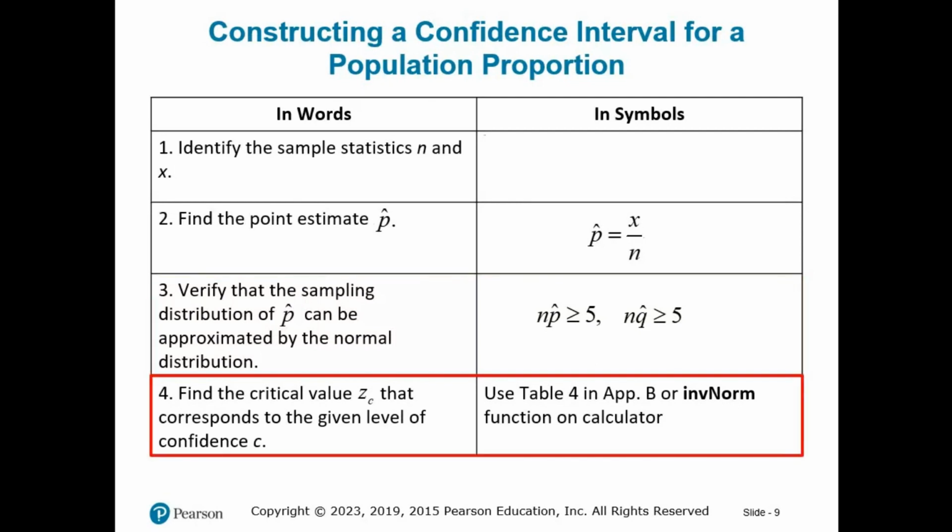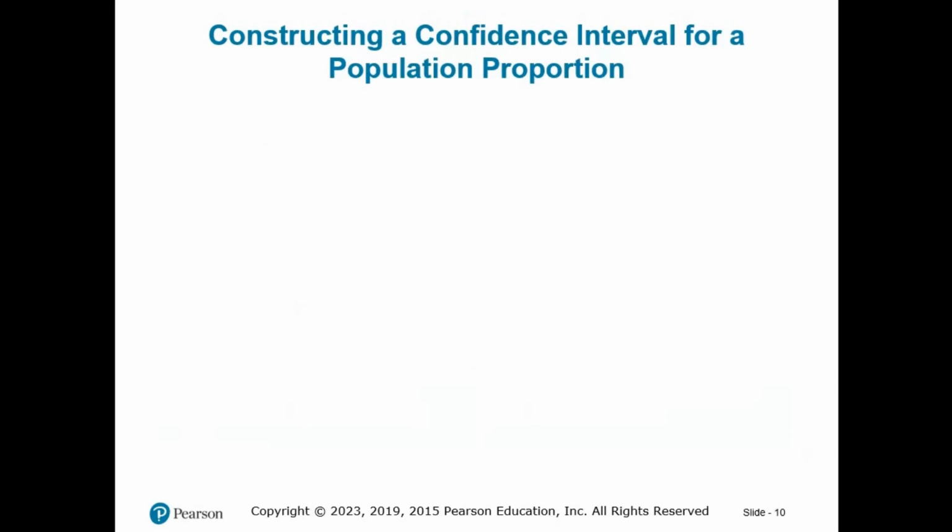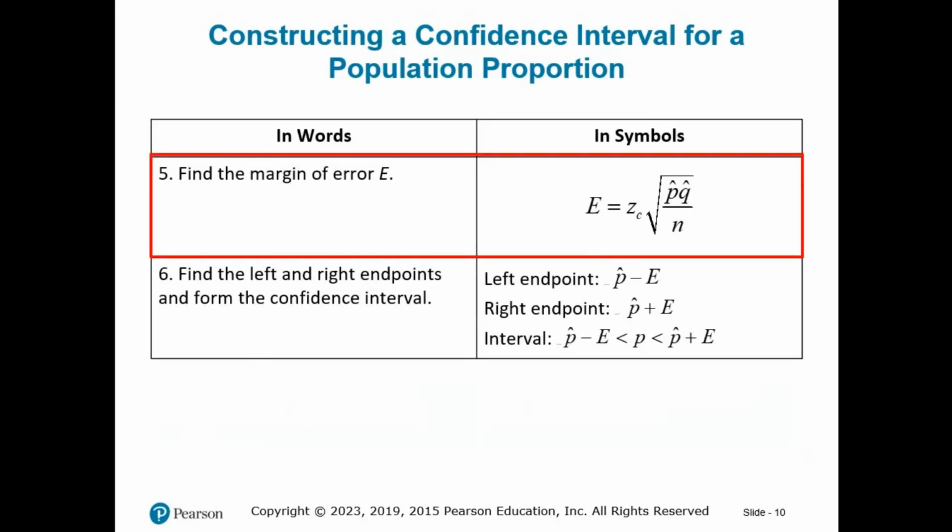Your next step is to find the critical value z sub c that corresponds to the given level of confidence c. You can do this with the standard normal table in Appendix B, or use your calculator in the inverse norm function. After that, you'll find your margin of error. You will use this formula for that. You'll need to use the complement formula to find q hat, and then be very careful of parentheses and how you enter the numbers in your calculator. I'll go over an example of that in a little bit. Lastly, find the left and right endpoints by subtracting e from p hat and adding e to p hat to get your lower and upper bounds to create your confidence interval.